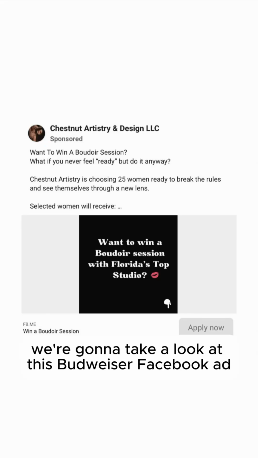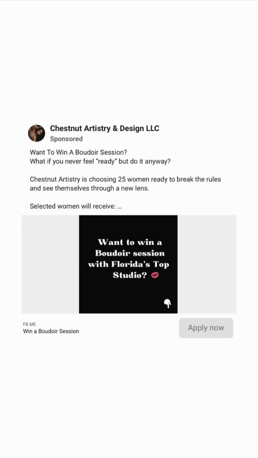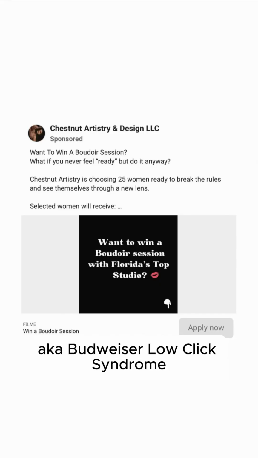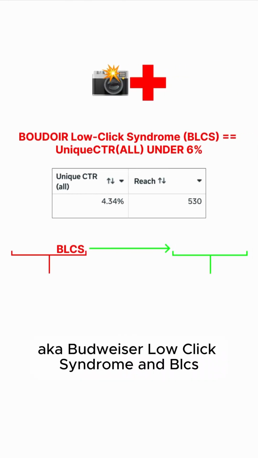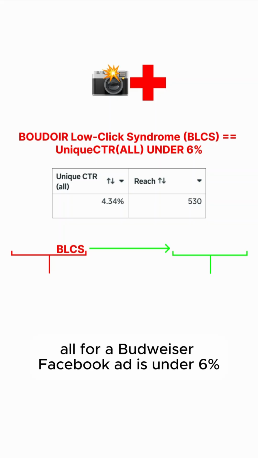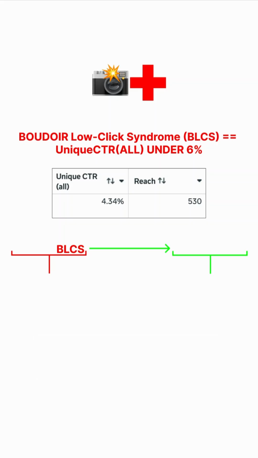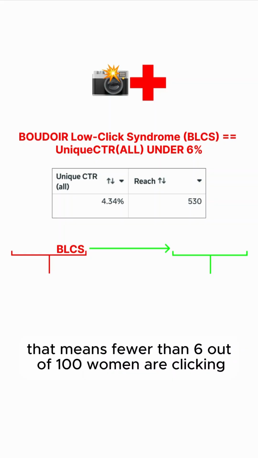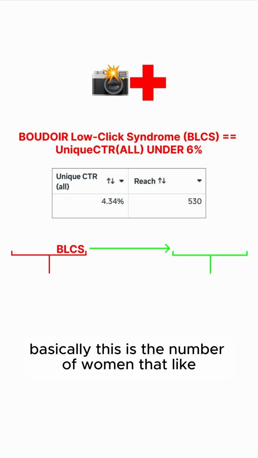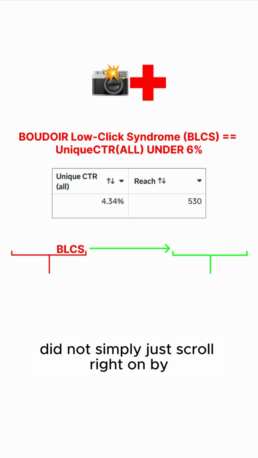All right, y'all, we're going to take a look at this Boudoir Facebook ad, diagnose it, see if we believe it has BLCS, aka Boudoir low click syndrome. And BLCS is when the unique CTR all for a Boudoir Facebook ad is under 6%. That means fewer than 6 out of 100 women are clicking somewhere, anywhere on our ad. Basically, this is the number of women that did not simply just scroll right on by.